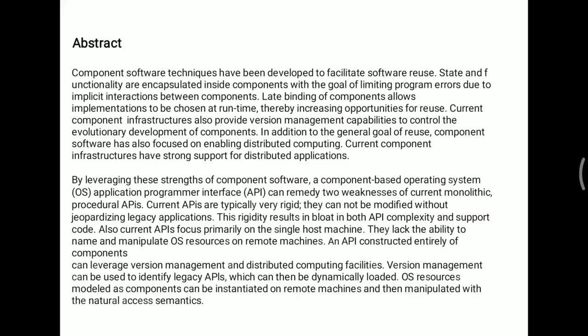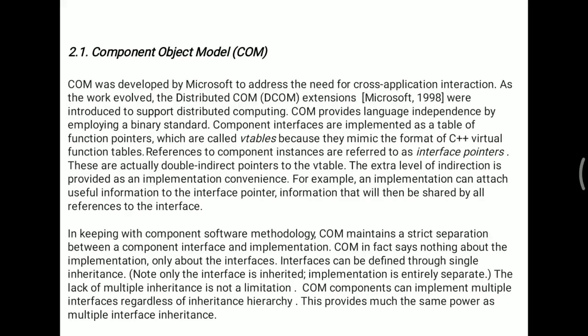An API constructed entirely of components can leverage version management and distributed computing facilities. The version management can be used to identify legacy APIs, which can be dynamically loaded. OS resources modeled as components can be instantiated on remote machines and then manipulated as a natural access. So a component-based API provides more efficiency and more compatibility than the other types. And we'll be moving on to the component object model.